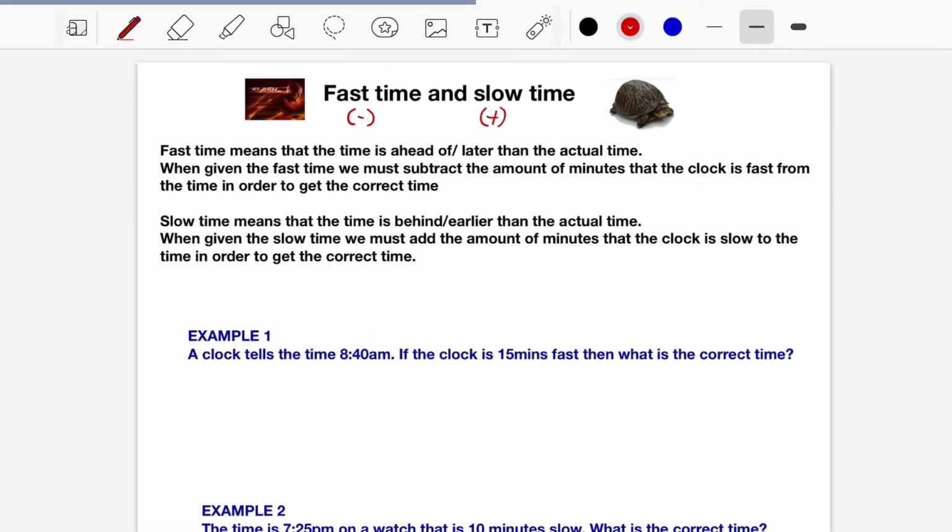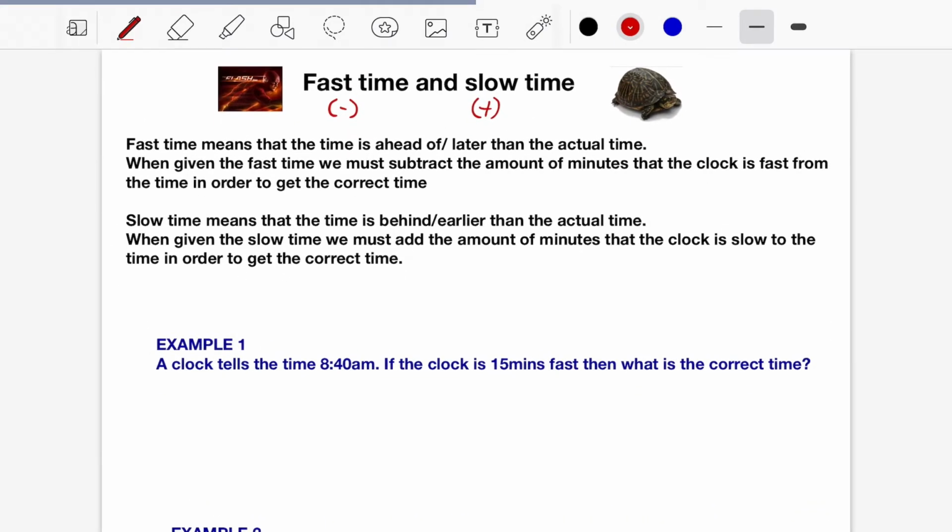Let's talk about fast time and slow time. Fast time means that the time is ahead of or later than the actual time. So let's say the correct time is 11:02. A fast time would be any time after that. So that can be 11:05, 11:20, 11:45.